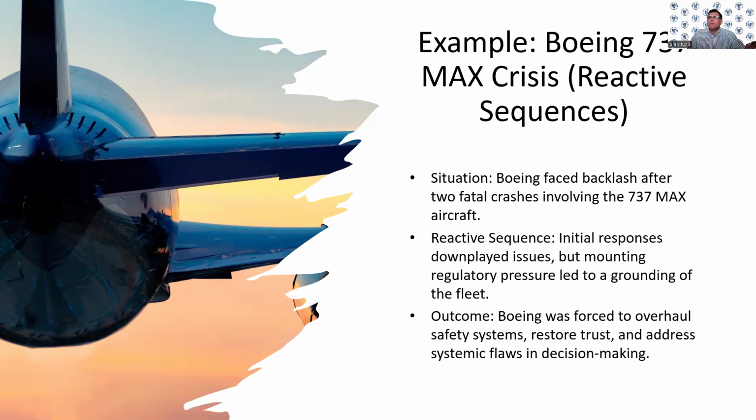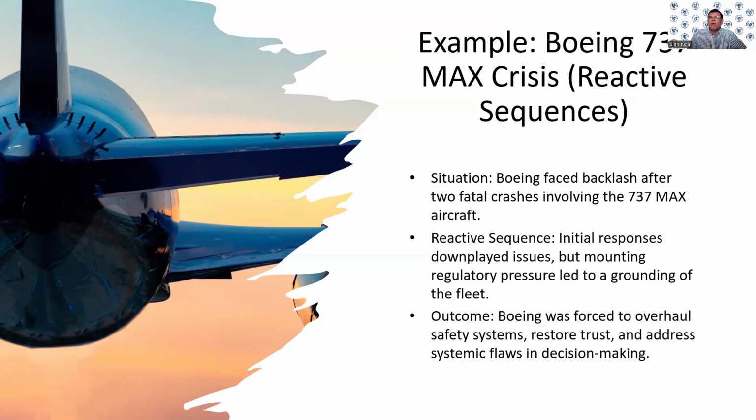Let's take a look at the Boeing 737 MAX crisis. The 737 MAX crashes in 2018 and 2019 resulted in 346 fatalities, triggering a worldwide concern. Boeing downplayed the role of the software flaws in these crashes. They did not take proactive corrective actions. So regulators, airlines, and the public demanded accountability, setting the stage for escalating consequences. These mounting pressures were the reactive sequences.